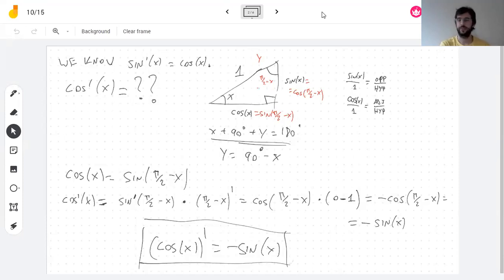Can we just do the derivative of cosine? Can you just memorize it? You should. You shouldn't draw this triangle every time. But it's nice to know once in your life why it's like that.